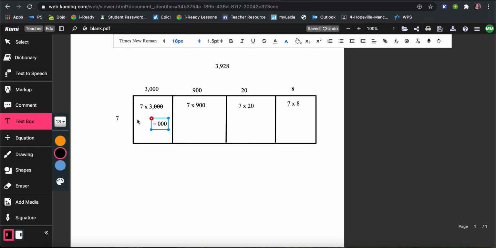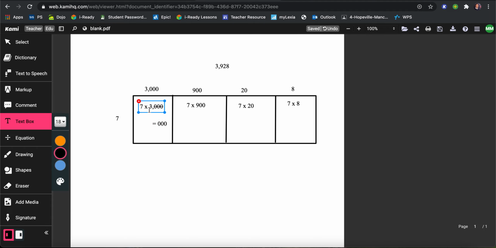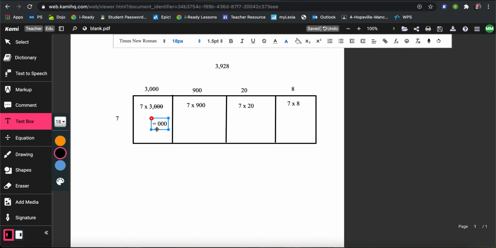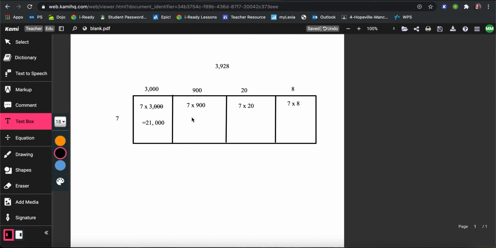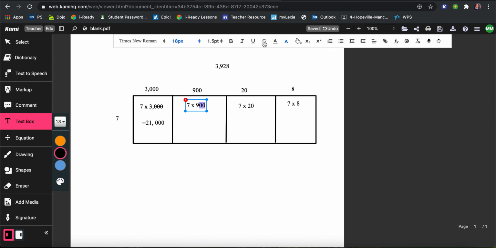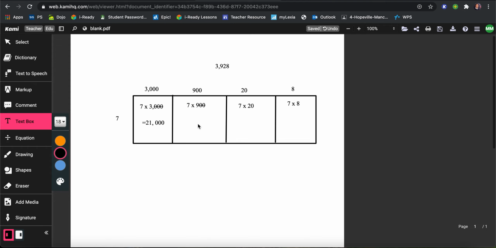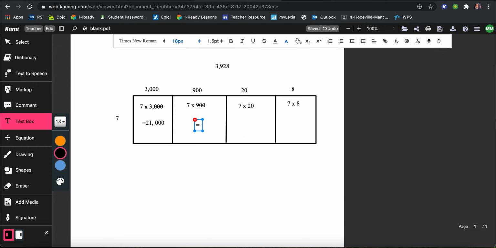So all you would have here is 7 times 3. 7 times 3 is equal to 21. So we have 21,000. Here we have 7 times 9. Using the same strike-through method, we're going to cross off these 2 zeros and add them to the end of our product. Now you're left with the basic math fact 7 times 9, which is 63, or 6,300.